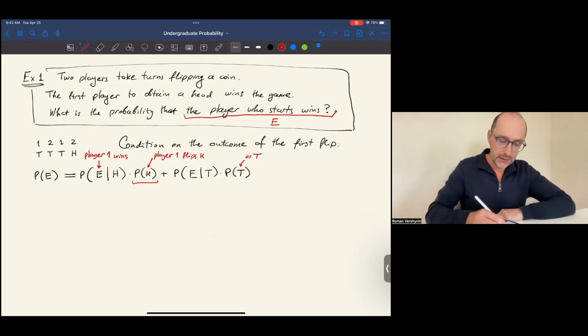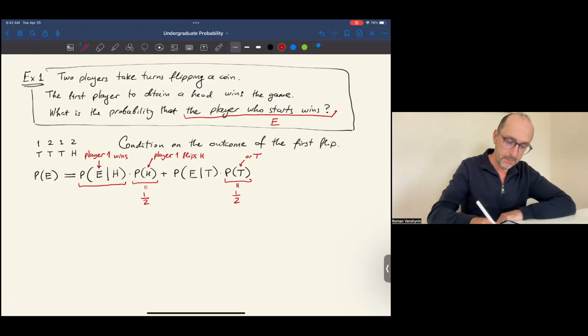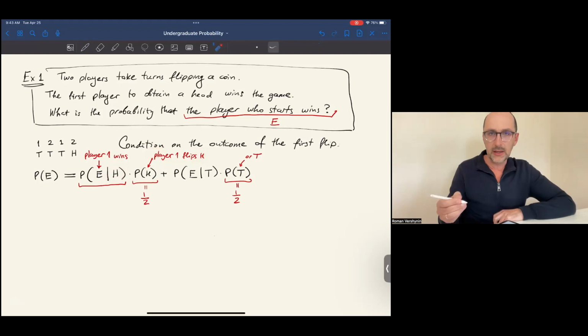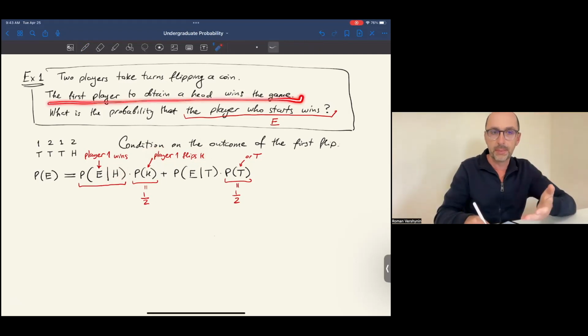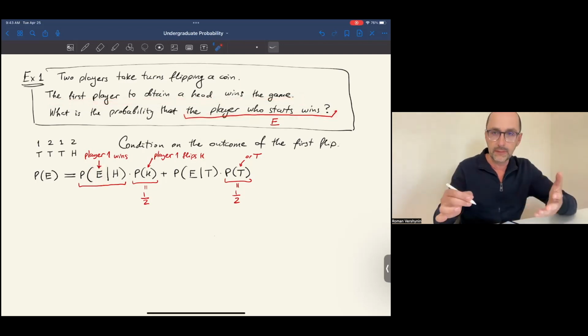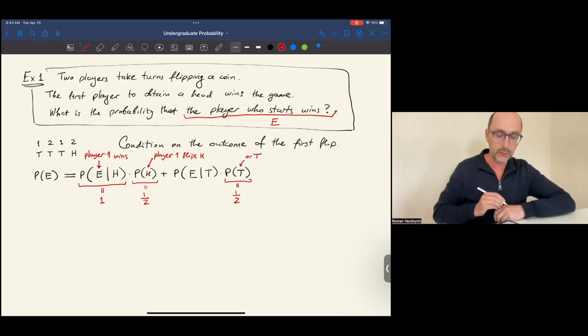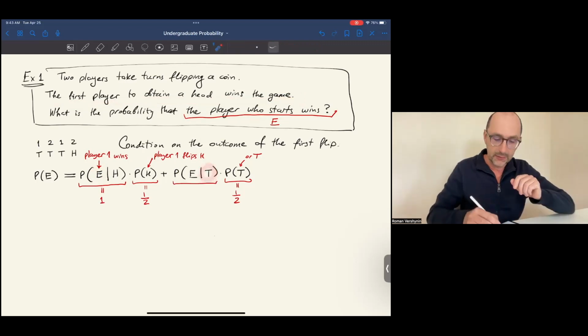The probability of getting a head is 1/2, and so is the probability of getting a tail. What's this conditional probability? Here we assume that player 1 flips a head. In that case, by the rules of the game, player 1 automatically wins. So E, the event of interest, always happens. And so that conditional probability equals 1.